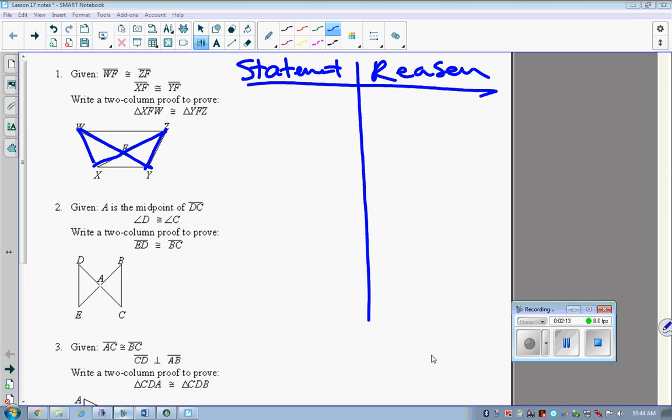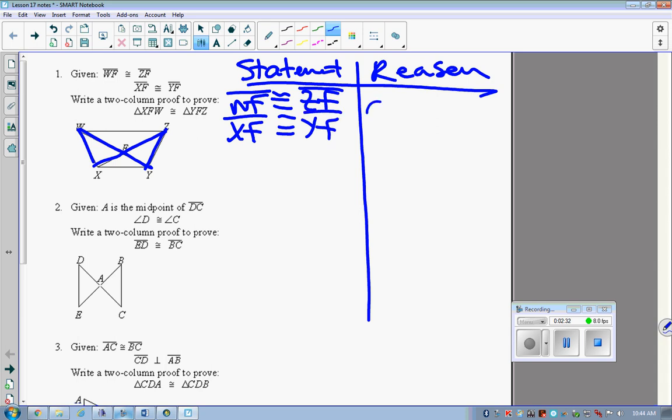All right. So the first thing we want to do is look at the givens that they give us and put those in our two-column proof. So WF is congruent to ZF. And let's go ahead and do XF is congruent to YF. Given.